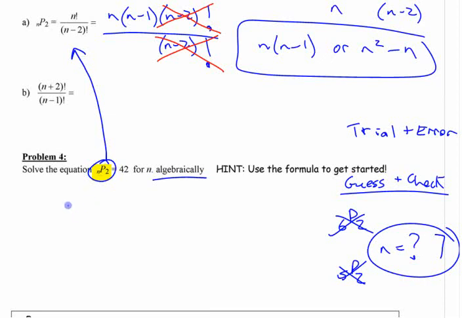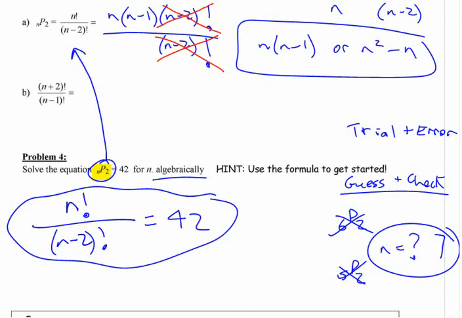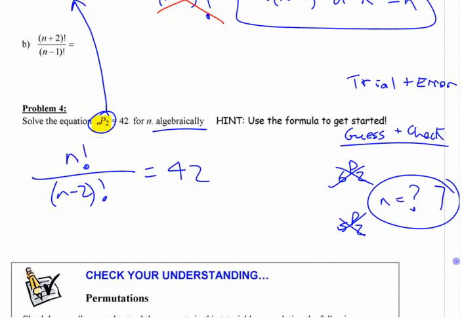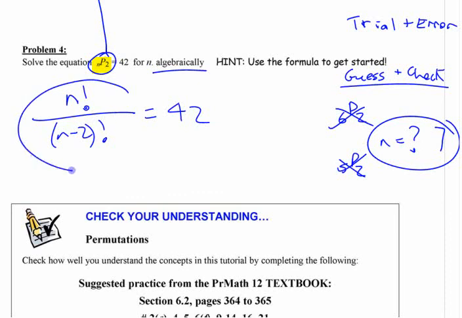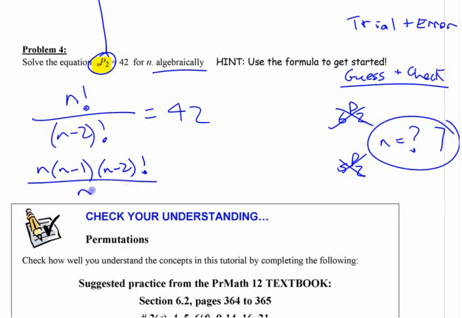nP2 you could write as n factorial over n minus 2 factorial. You could write that equals 42. You don't know how to solve equations that have factorial notation in them, but you actually do if you understood what we did up here. You could simplify this the way that you did up there. You could make this n minus 1, n minus 2 factorial over n minus 2 factorial equals 42. What could I do at that point? Cancel all of that out, and then you end up with something.